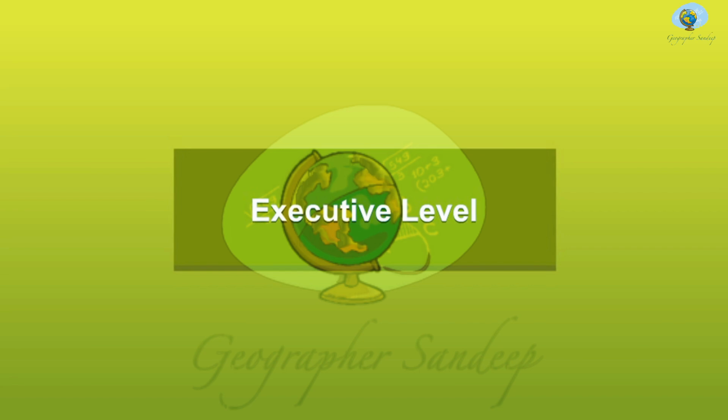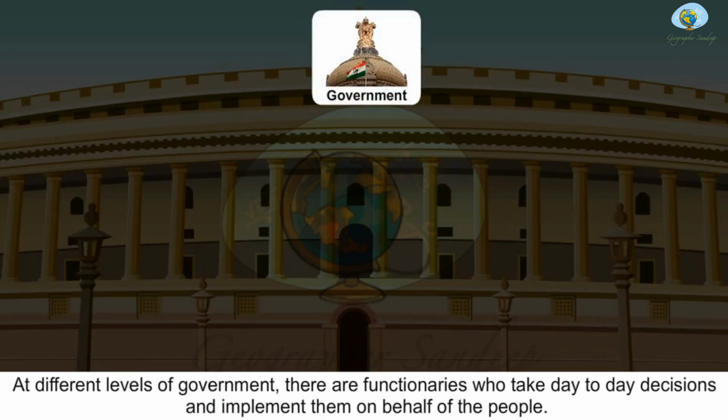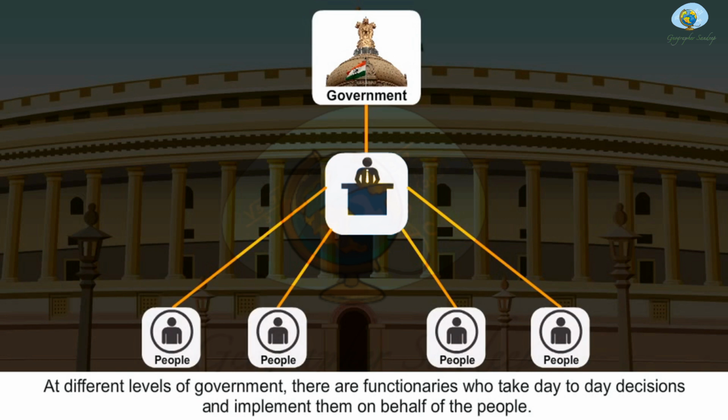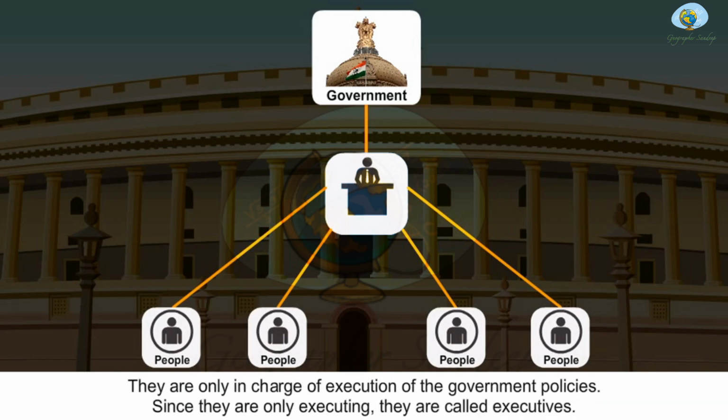Executive level. At different levels of government, there are functionaries who take day-to-day decisions and implement them on behalf of the people. They are only in charge of execution of the government policies. Since they are only executing, they are called executives.